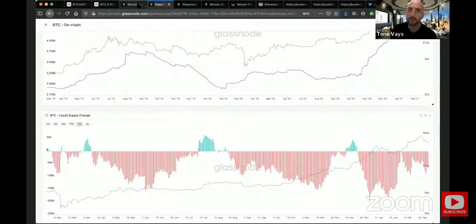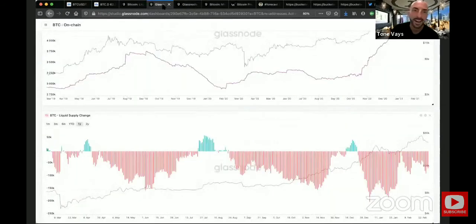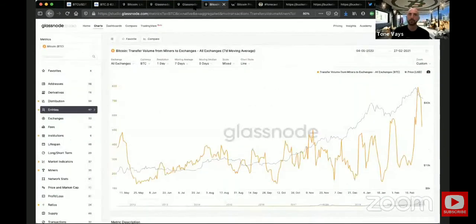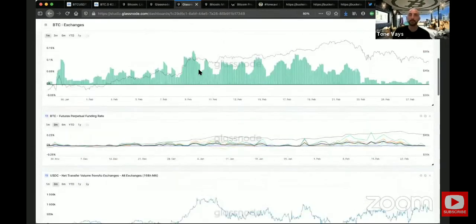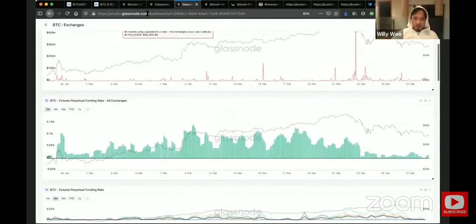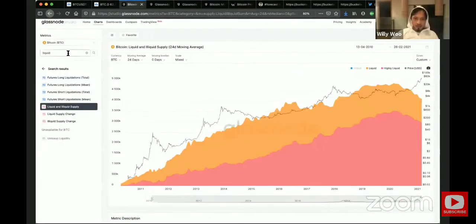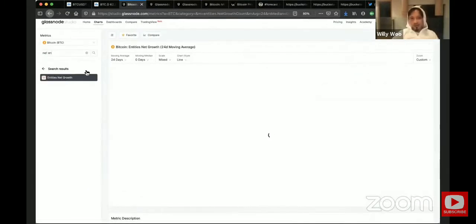Well, let's go over to your website, which you haven't shown yet, and take a look at some of the old charts we used to look at, like the minor difficulty ribbon and some of the other stuff. Yeah, okay. I'll just throw in one last one because I think it's quite important, which is net entity growth.